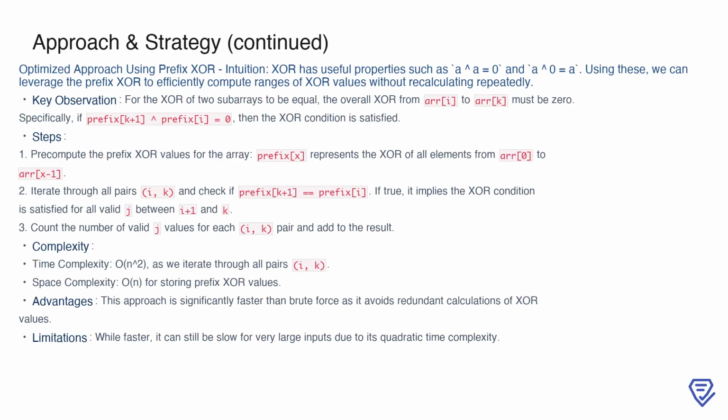To address the inefficiency of the brute force method, we turn to an optimized approach using prefix XOR. The key insight here is leveraging the properties of XOR, such as A XOR A equals 0 and A XOR 0 equals A.